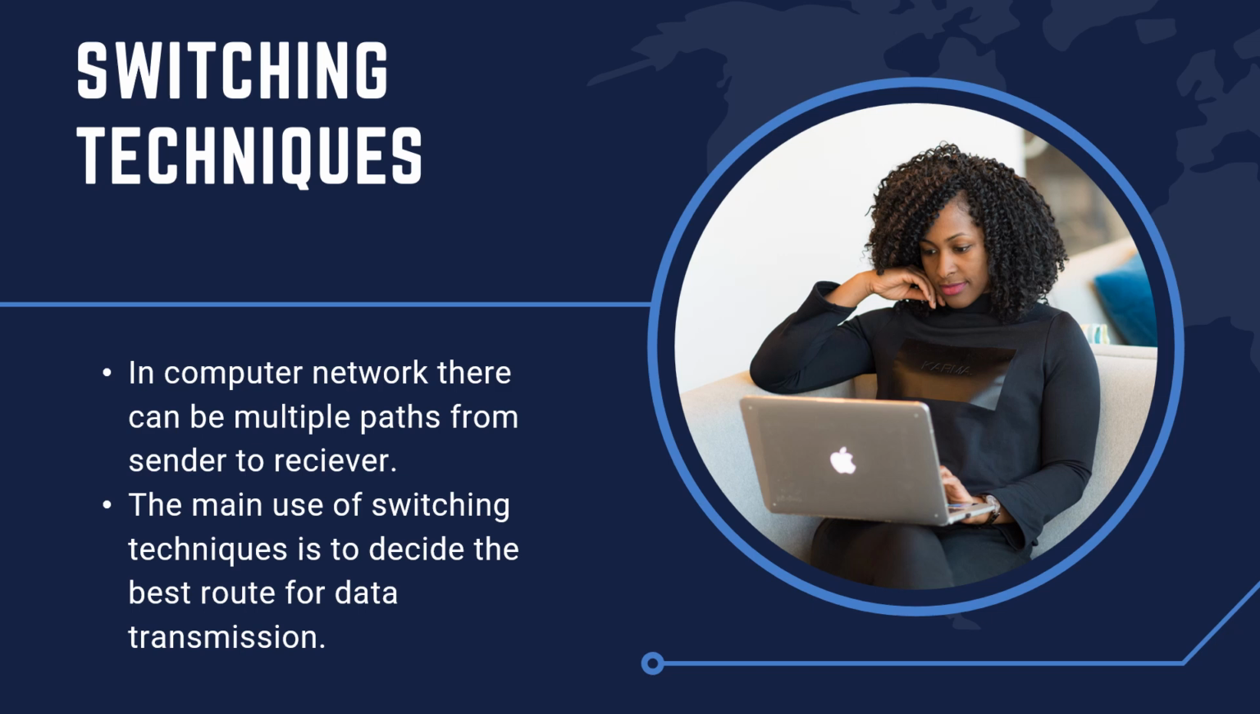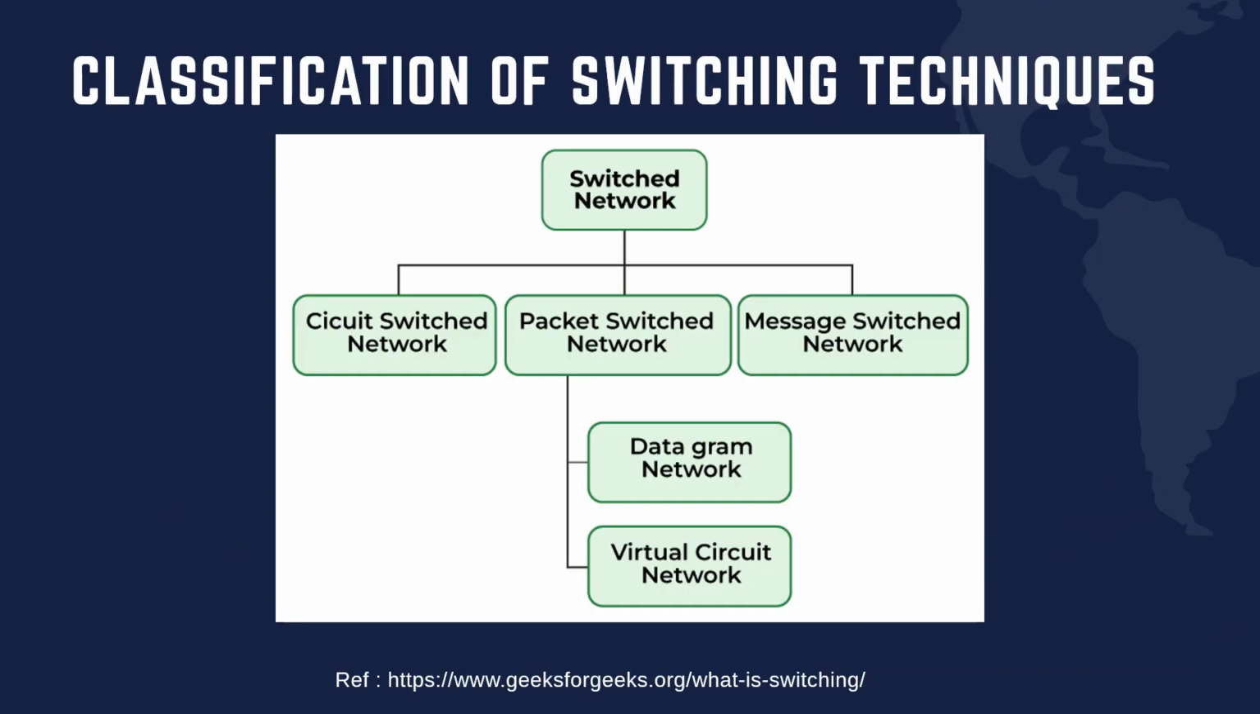Now, as I already told you, in a computer network there can be multiple paths from sender to receiver, right? And the main use of switching techniques is basically to decide the best route for transmission. So the process of finding the best route is basically what switching is. Now we'll discuss different types of switching techniques. Switching is broadly categorized into three types. The first is circuit switching, the second is packet switching, and the third is message switching. Packet switching is further categorized into two more types, which are the datagram based approach and the virtual circuit based approach, right? So we'll start the discussion with circuit switching.